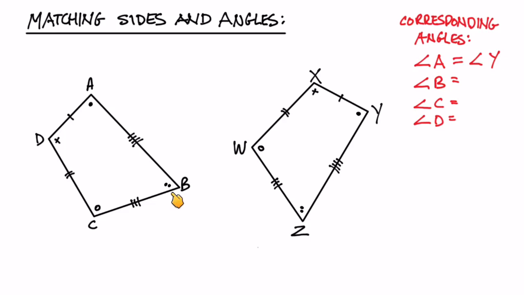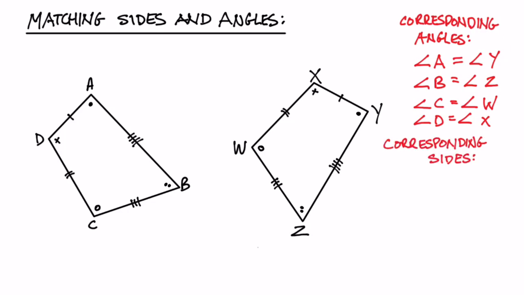What about B? Well, B is my double dot. So over in this one, I'm looking for the double dot, and I see it here at Z. Angle C corresponds to W, that's my open dot here, and the open dot here, and the corresponding angle to D, which is the cross, will be X. Okay, they are angles that are the same as each other.